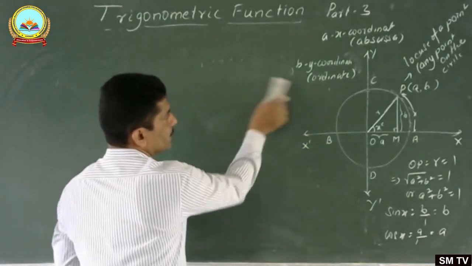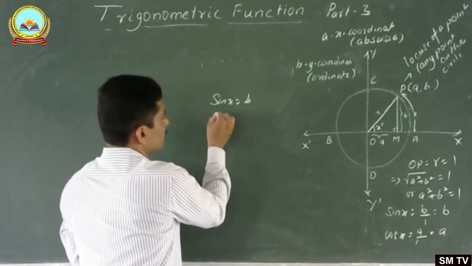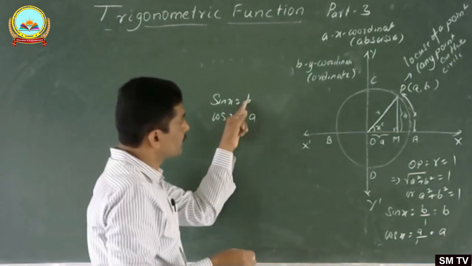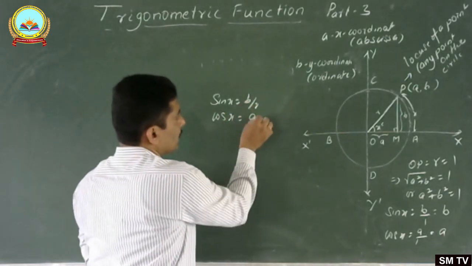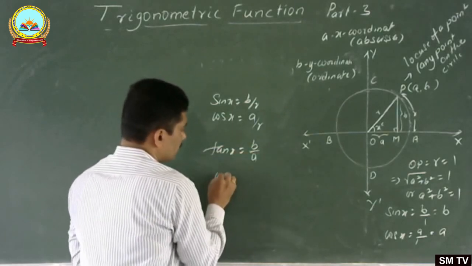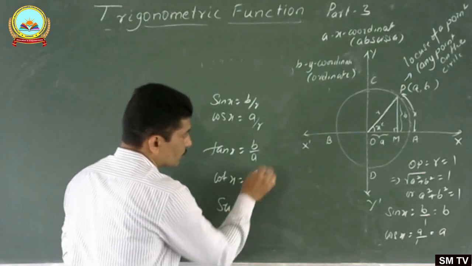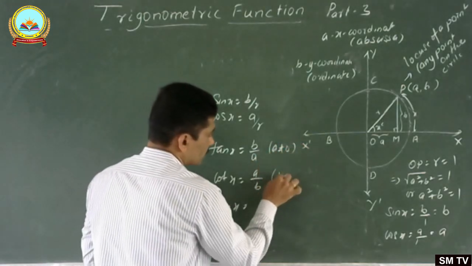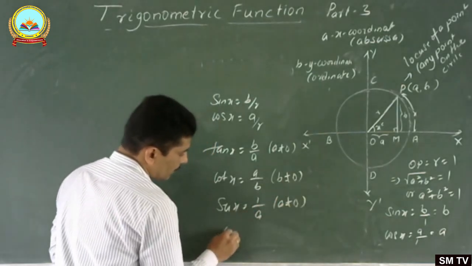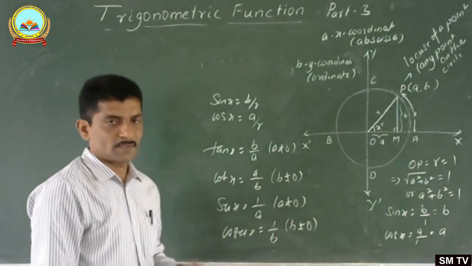Remember, in the unit circle, remember the value of sin x. Sin x means b, cos x means a, or generally, in a circle with radius r, b divided by r and a divided by r. Tan x is equal to b divided by a. The value of cot x is equal to a divided by b. Secant x is 1 by a, where a is not equal to 0, and cosecant x is defined as 1 by b, where b is not equal to 0. These are definitions.